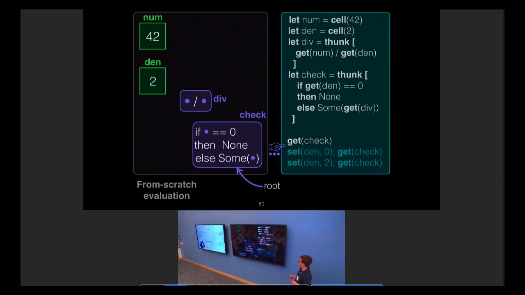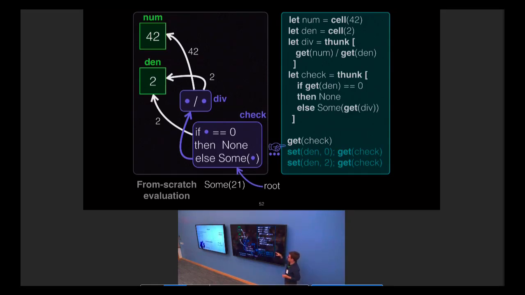So imagine the first thing I do is I say get check. Then I have to run this thing from scratch. And it goes and checks the denominator. Okay, it's not 0. So now demand the division. The division gets those values out of cells. The thing to note here is that I'm recording the values that I observe on the edges, these dependence edges. So that'll be important in a moment. And I finally get the answer and return the answer, which is sum 21.